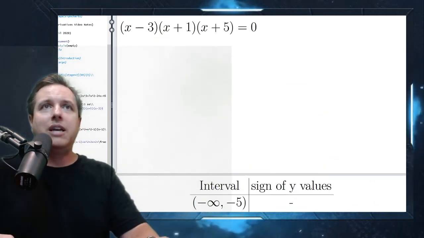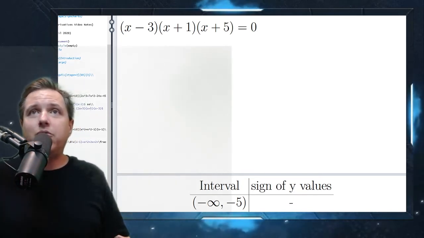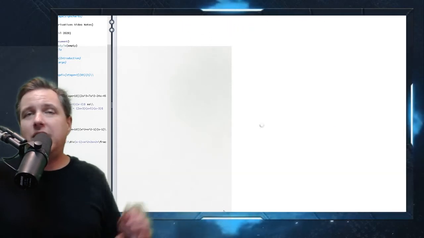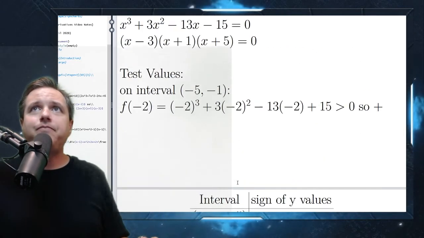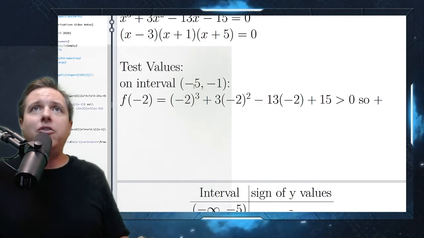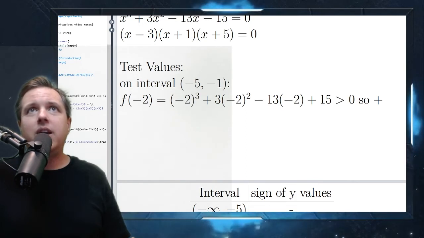We're going to choose some test values, and we're going to pick an interval. Pick whichever interval you want here. You're going to have to do all 4 eventually, but pick whatever interval you want, and you just pick a value that's inside. So in other words, from -5 to -1, just pick any value in there that you like. How about -2? -2 is in this interval.